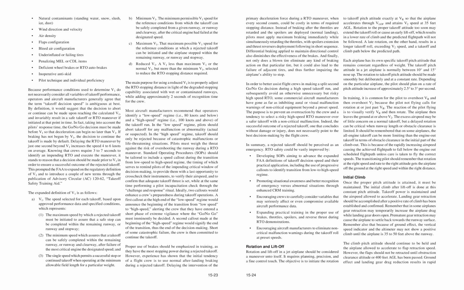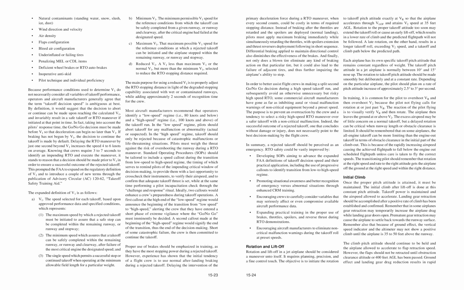The expanded definition of V1 is as follows. A. V1. The speed selected for each takeoff, based upon approved performance data and specified conditions, which represents 1. The maximum speed by which a rejected takeoff must be initiated to assure that a safe stop can be completed within the remaining runway, or runway and stopway. 2. The minimum speed which assures that a takeoff can be safely completed within the remaining runway, or runway and clearway, after failure of the most critical engine at the designated speed, and 3. The single speed which permits a successful stop or continued takeoff when operating at the minimum allowable field length for a particular weight.